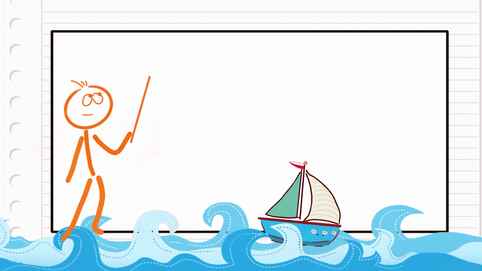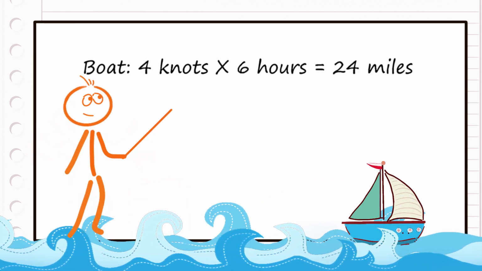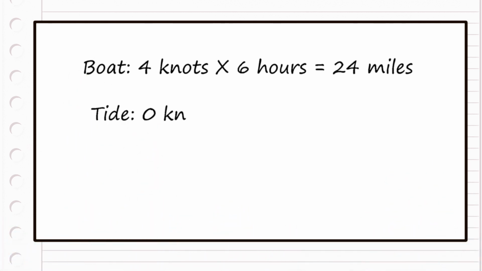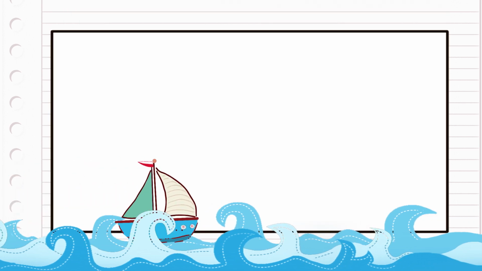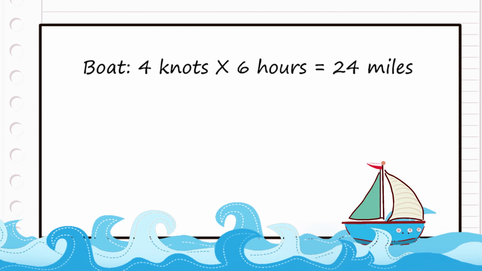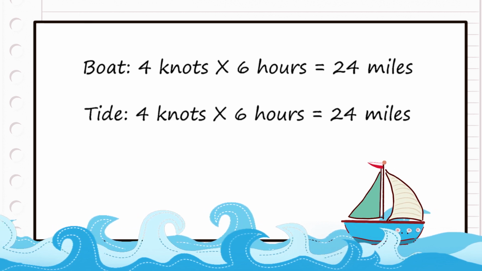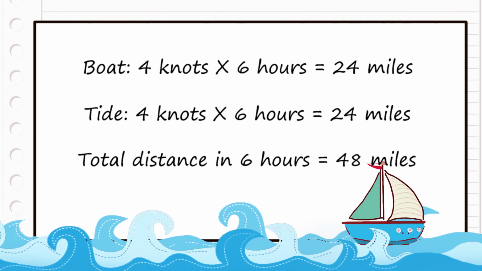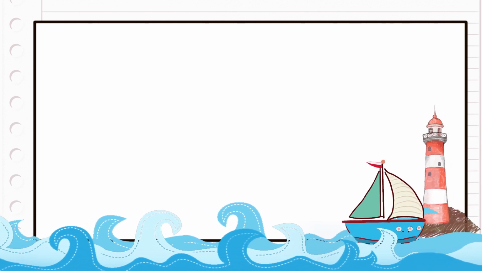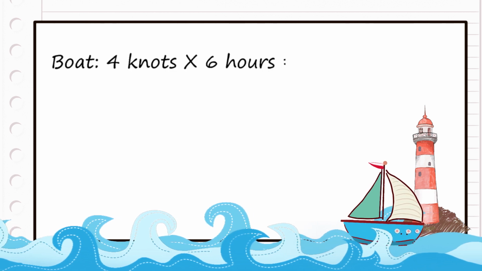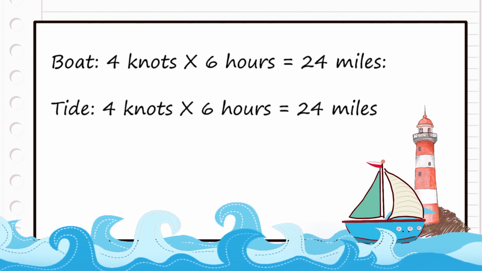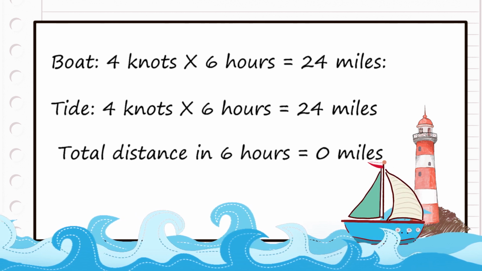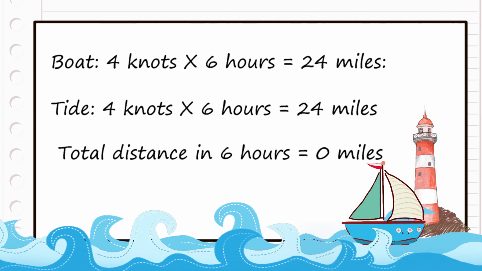Why is this important? Imagine you are sailing a small boat that is moving at 4 knots through the water. With no currents, you will travel 24 miles in 6 hours. If you have 4 knots of current with you, you will travel your 24 miles and 24 miles more. That's 48 miles altogether. If you have 4 knots of current against you when you are sailing at 4 knots through the water, well, in 6 hours you will be exactly where you started from. Every hour you will travel 4 miles forward and the current will push you 4 miles back.